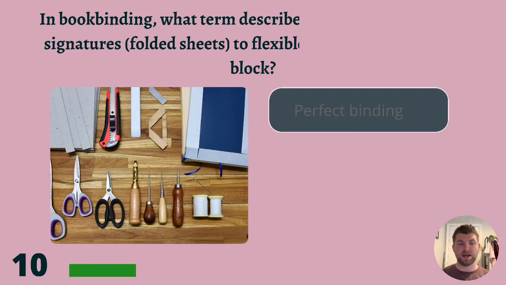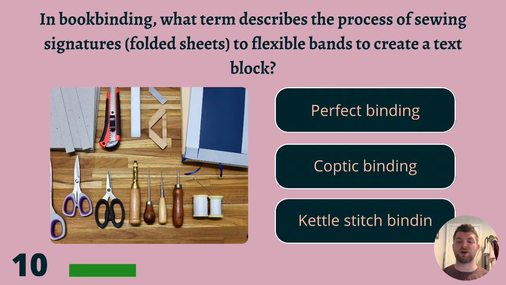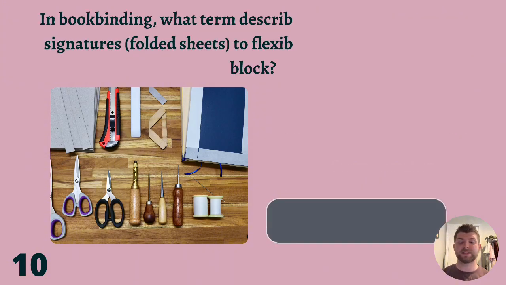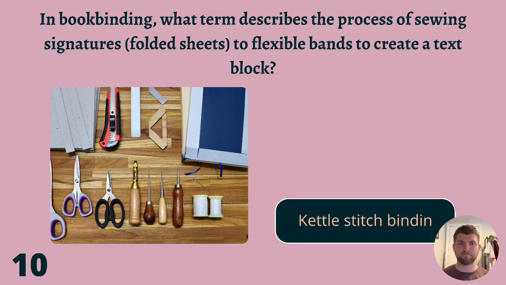10. In bookbinding, what term describes the process of sewing signatures, folded sheets, to flexible bands to create a text block? Perfect binding, Coptic binding, or kettle stitch binding? The answer is kettle stitch binding.